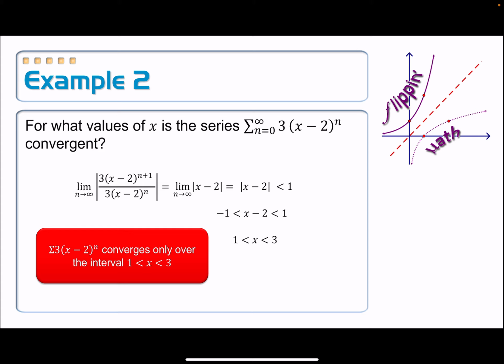So here's our second case. The first one is that your power series converges only at its center point, whatever that center point is. The second one is that it converges over some sort of interval, and you get that interval with the ratio test. Our next one is going to be to figure out what that final case is.